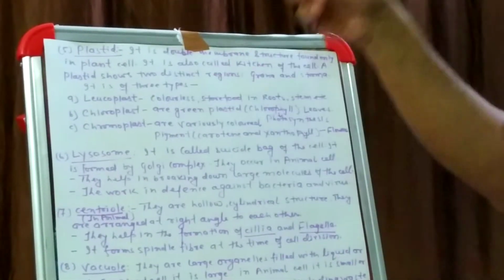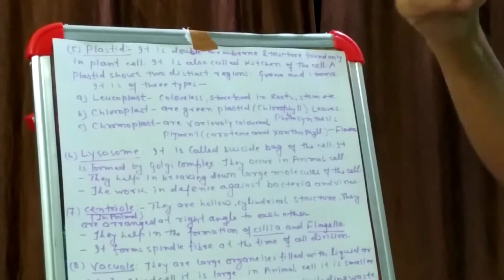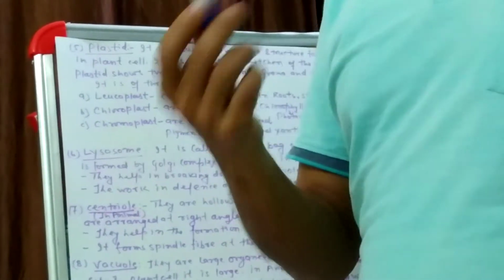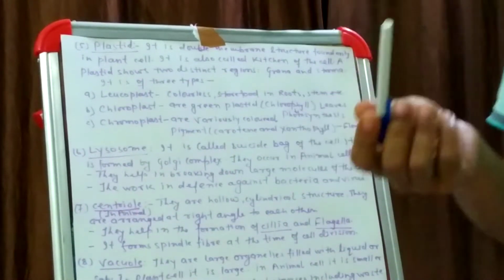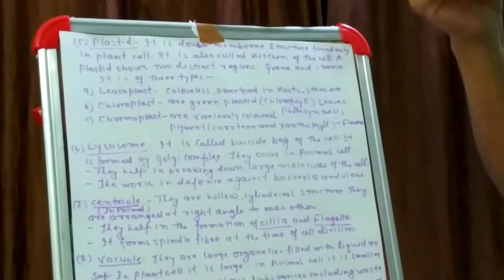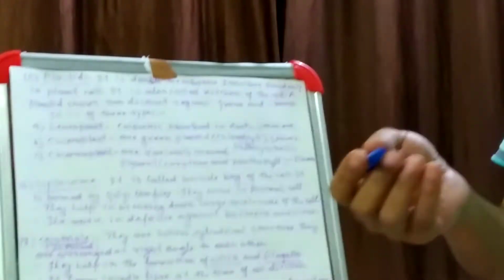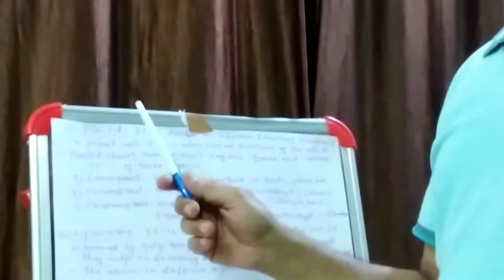This plastid is known as the kitchen of the cells because it produces food by the process of photosynthesis in the leaves. And you know, photosynthesis is a process in which food is produced in the presence of chlorophyll and sunlight. So it contains chlorophyll in it.